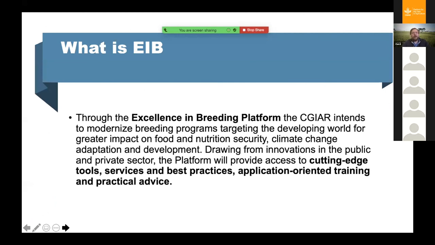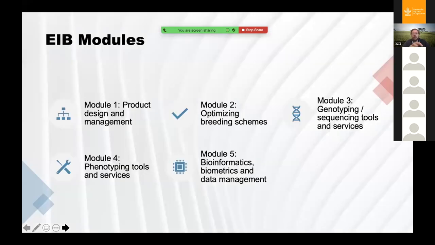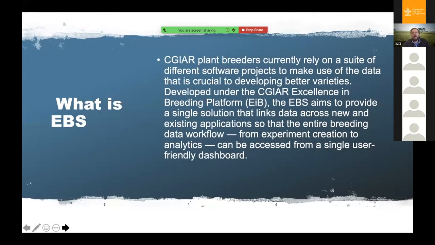Just as a review for many of you, what is Excellence in Breeding? It's a CG process for modernizing breeding programs targeted at the developing world for greater impact on food and nutrition security, climate change adaptation, and development. Drawing from innovations in the public and private sector, the platform will provide access to cutting-edge tools, services, and best practices, application-oriented training, and practical advice. I won't go over all of these, but these are the different modules that are involved in EIB right now.